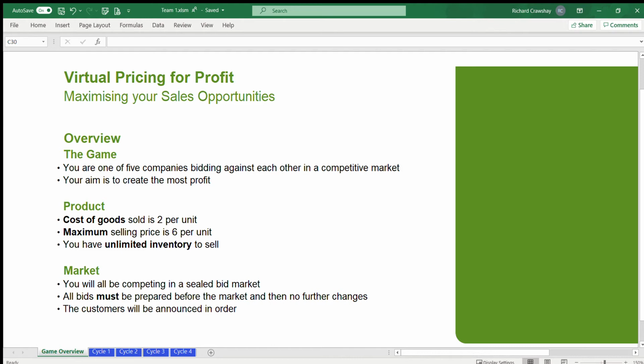As you already know, you're one of 5 companies and you're going to be competing in a competitive market that will evolve. Your sole aim when you run this company with your team is to make the most profit you possibly can. You are a one product business and the cost of goods for your product is 2 per unit, and the maximum selling price at the start in this particular market is going to be 6 per unit. You have unlimited inventory to sell, so there are no constraints about how many customers you can supply.